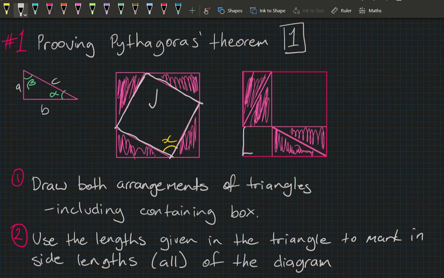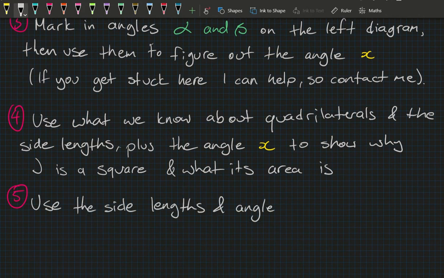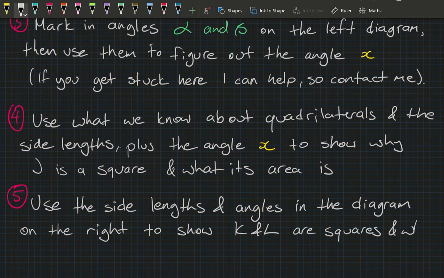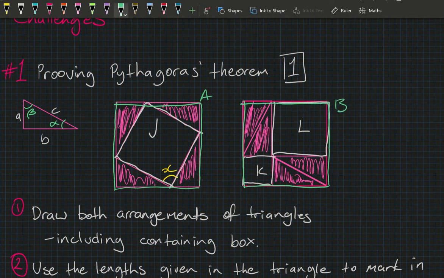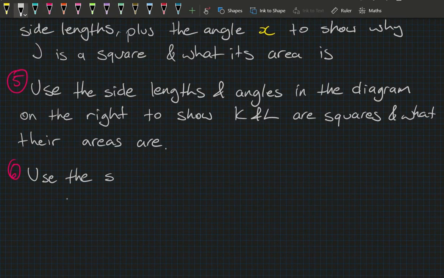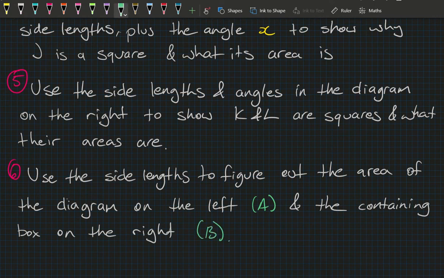And in the next step, we're going to use these areas, K and L. Let's talk about step 5, where I want you to use the side lengths and the angles in the diagram on the right to show that K and L are squares and what their areas are. And let's just move up to these diagrams so I can name them. I'm going to name the diagram on the left A and the diagram on the right B. And in step 6, I want you to use the side lengths to figure out the area of the diagram on the left A and the containing box on the right B.